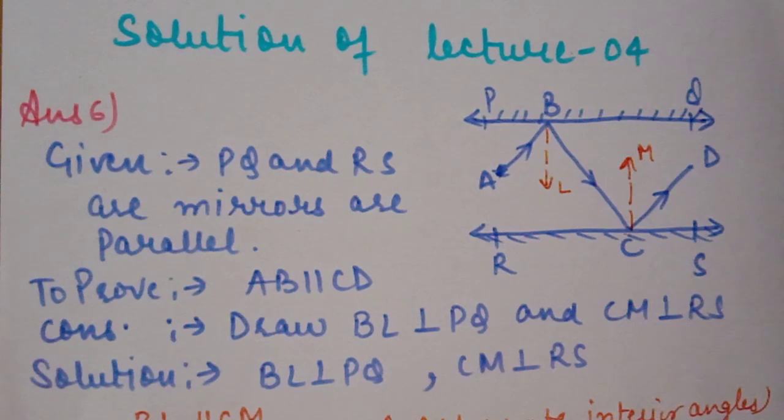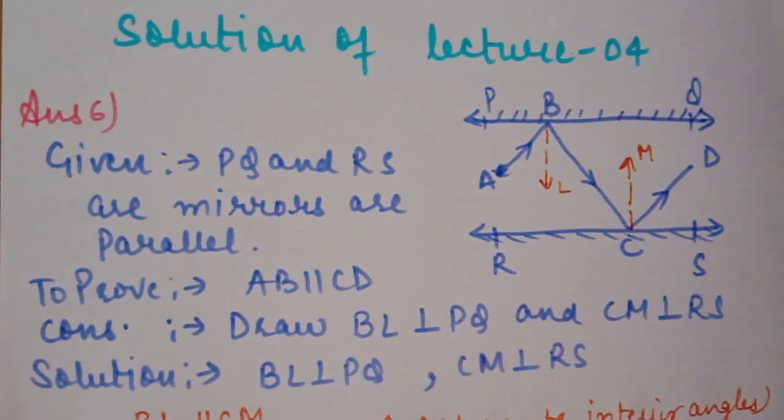In the given figure, PQ and RS are two mirrors placed parallel to each other. An incident ray AB strikes the mirror PQ at B. The reflected ray moves along the path BC and strikes the mirror RS at C and again reflects back along CD. Prove that AB parallel CD.